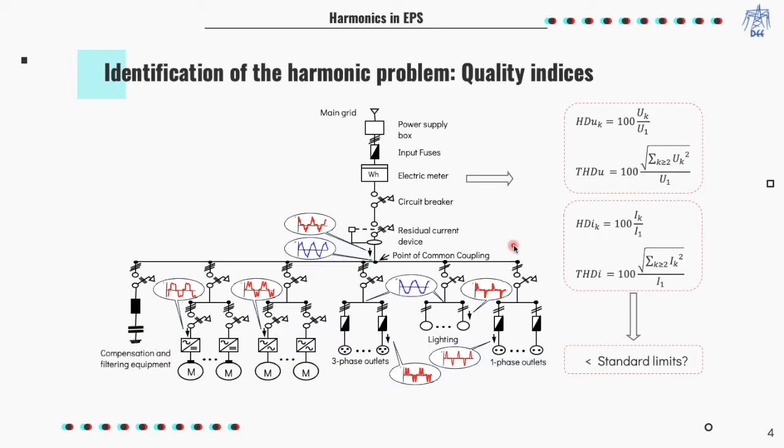In order to identify the harmonic problem, first the harmonic distortion ratios for the voltage and currents must be calculated. Those are the total harmonic distortion and the individual harmonic distortion. After that, the results of these ratios must be compared with the limits recommended by the standards. If the ratios are greater than the limits specified, a harmonic problem can appear, and the scale of this problem will depend on the level of the calculated harmonic ratios.